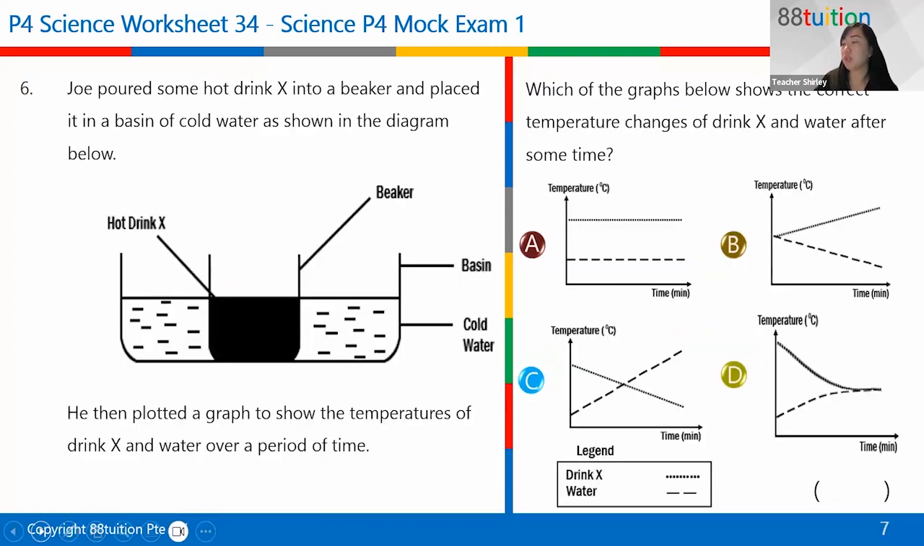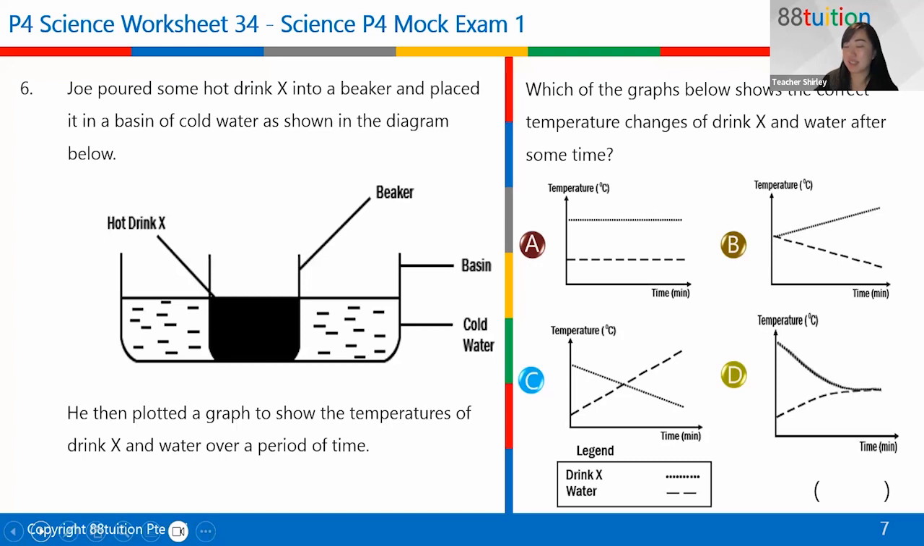Joe poured some hot drink X into a beaker and placed it in a basin of cold water as shown. He then plotted a graph to show the temperatures of drink X and water over a period of time. Which of the graphs below shows the correct temperature changes of drink X and water after some time?